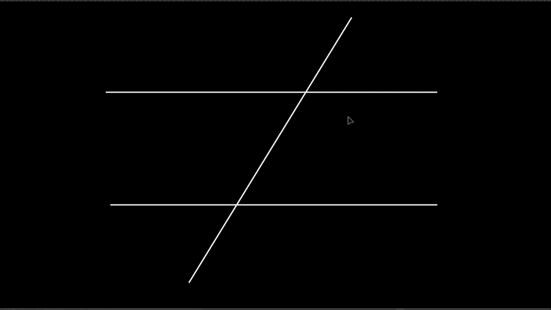Everybody hear me? You cannot assume that these 2 lines are parallel to each other unless they tell you. If they said that line A and B are parallel, then you can say they're parallel, all right? If they put the little arrow here and here, then you can say they're parallel. But if they don't give you any of that information, you cannot assume that they're parallel.